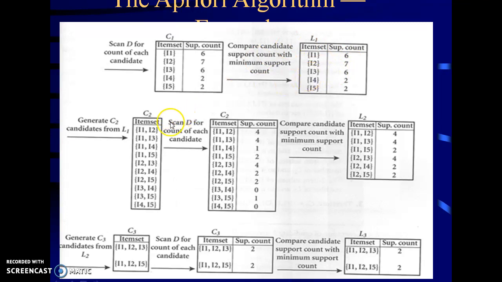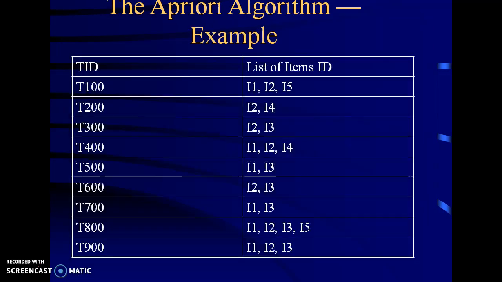Now you have to make 2-item sets like I1 along with I2, I1 along with I3, I1 along with I4, I1 along with I5. Likewise, 2-item pair sets are formed, and then you have to count the support count for each one of them. For example, I1, I2 together, how many times have they occurred? So let's see I1, I2 together.